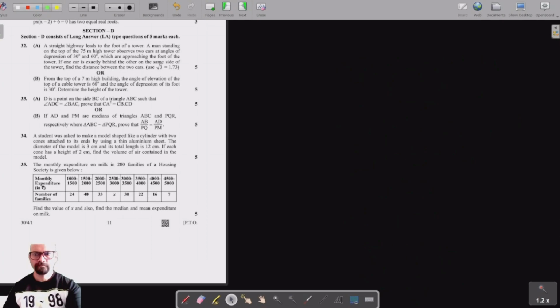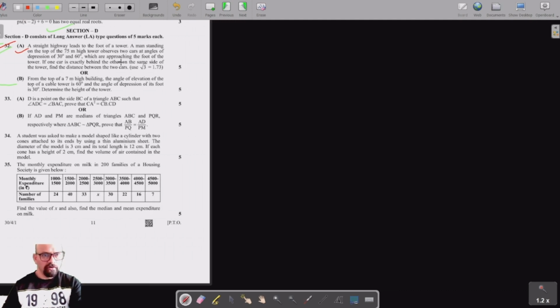We are on Section D, where we have to solve the long answer type questions of 5 marks each. And we are going to solve both the parts of 32nd question. Now, for 32nd question, part A, it says that a straight highway leads to the foot of a tower, and a man standing on the top of the 75-meter high tower observes two cars at an angle of depression of 30 and 60 degree. So this is question number 32 and part A we are doing.